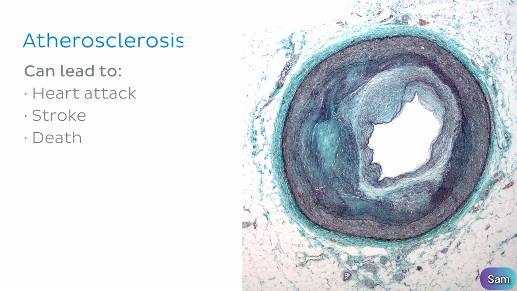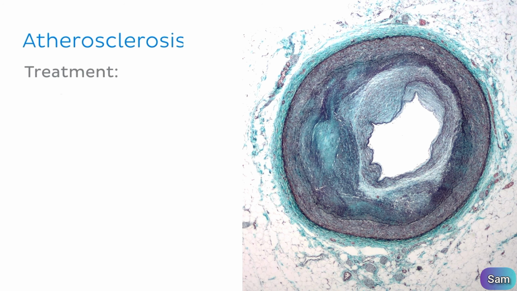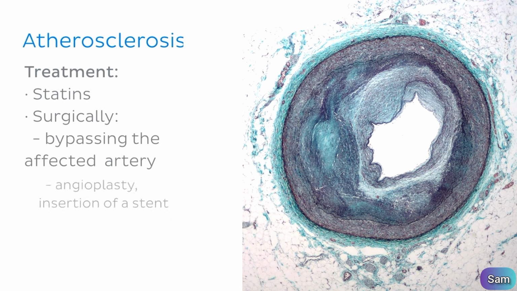Treatment of atherosclerosis can be managed by the use of medications called statins, or surgically, bypassing the affected artery, or by balloon angioplasty with a possible insertion of a stent to open the narrowed artery. And that's all we're going to talk about with regards to the clinical pathologies of the arteries of the body.